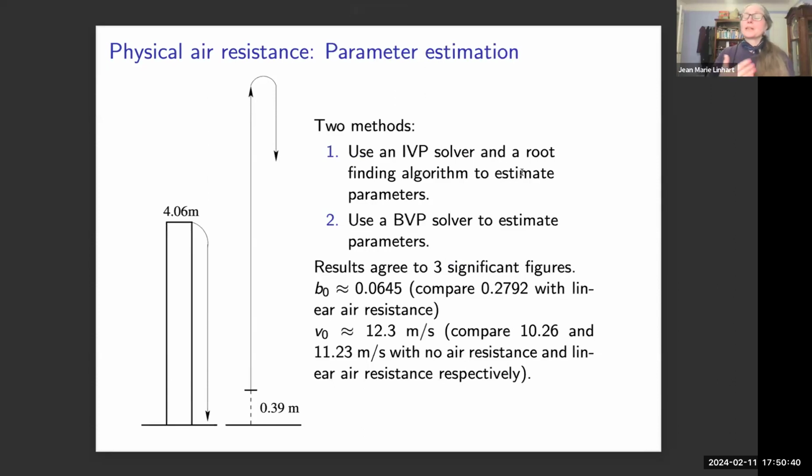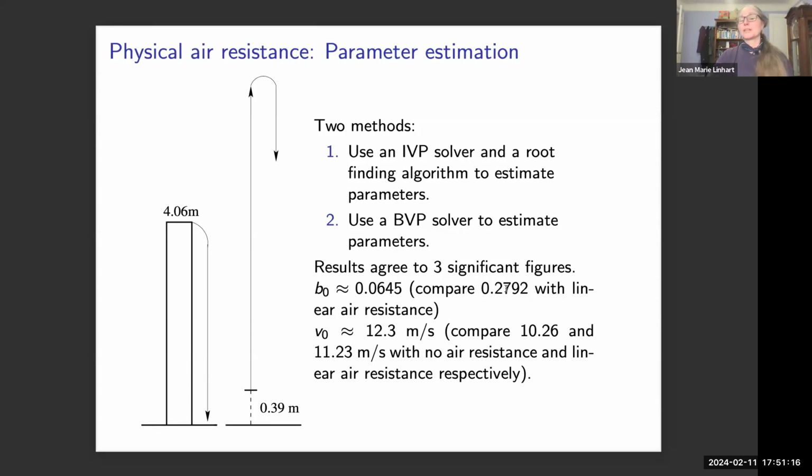We can do parameter estimation in the same way that we've been doing. So if I just came at this by myself, I would have used an initial value problem differential equation solver, and then the numerical root finding algorithm to estimate my parameters. Peter thinks differently than I do, and at this point, he wanted to use a boundary value problem solver. I ended up programming both of those methods in order to put them into the modeling scenario, and results agreed to 3 significant figures. So we found the air resistance parameter is equal to 0.0645.